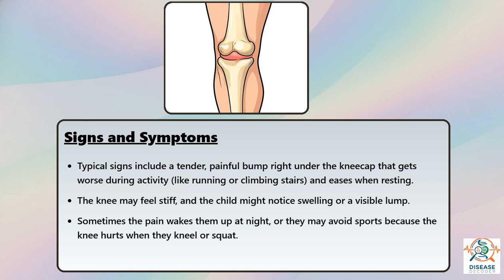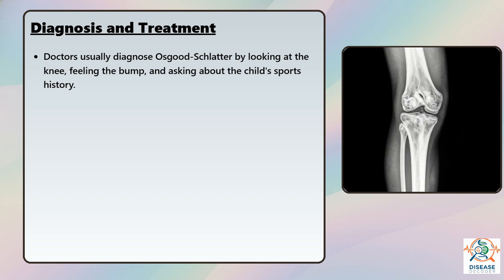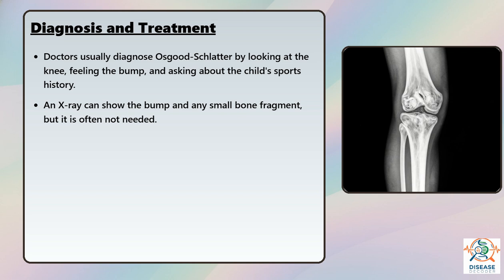or squat. Doctors usually diagnose Osgood-Schlatter by looking at the knee, feeling the bump, and asking about the child's sports history. An X-ray can show the bump and any small bone fragment, but it is often not needed.